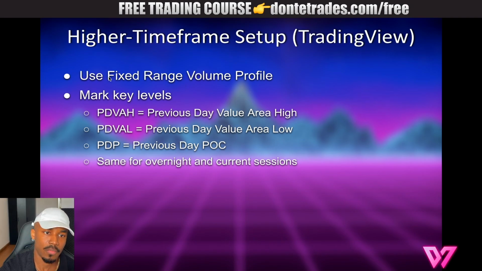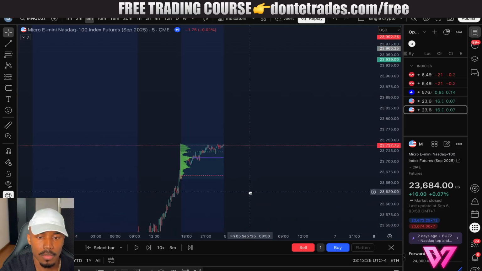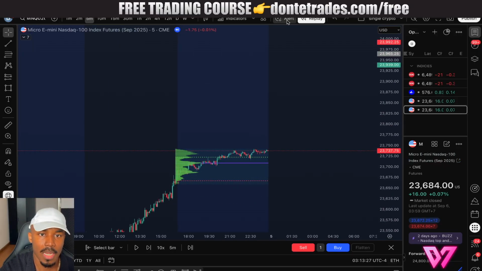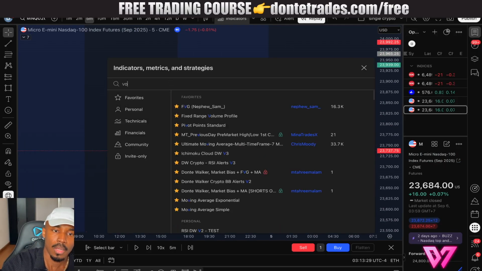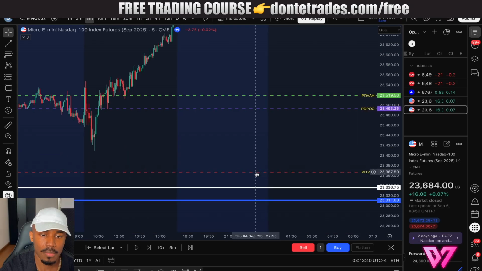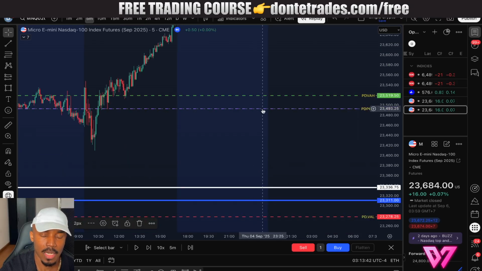So higher time frame setup. So this is going to be in TradingView. So I'm just going to show you how to use the fixed range value profile, how to mark key levels, the previous day value area high, previous day value area low, point of control, etc. So now we're just going to jump into TradingView here. And obviously you want to go into here and you want to look for the fixed range volume profile.